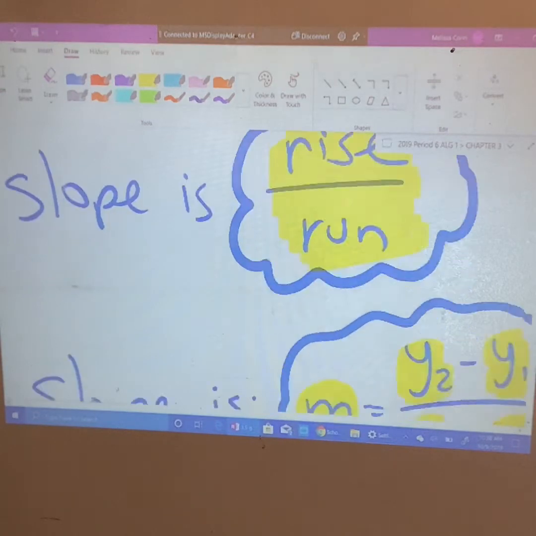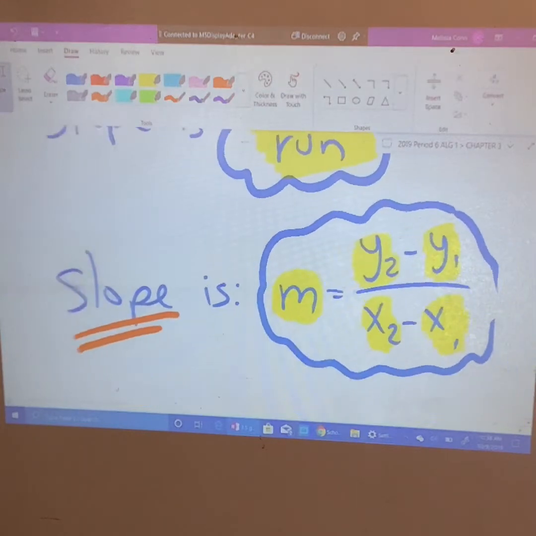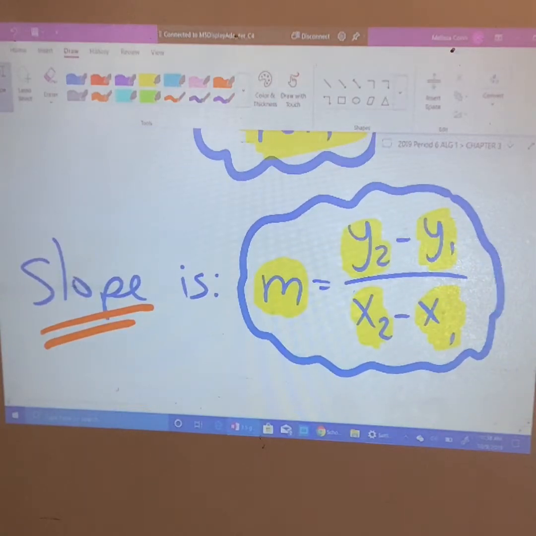Now, in order to find the slope of a line, how steep it might be, we can use a formula for slope. The letter we use for slope is m. M is always the slope for linear equations. And here's our formula. It's called y number 2 minus y number 1 over x number 2 minus x number 1. You can use this formula always to find the slope of a line.